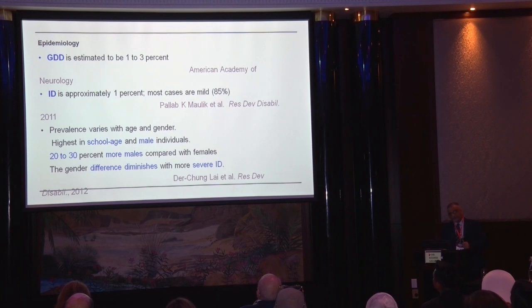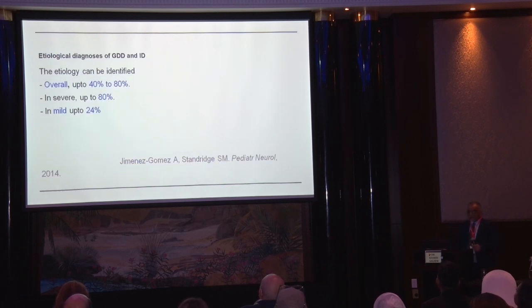Now, epidemiology, if you look at statistics, it's about 1 to 3% of the population who will have global developmental delay, and 1% plus will have intellectual disability. In terms of gender and age, in mild to moderate intellectual disability, there is a preponderance of the male gender, but as you move to the severe domain, that is different. Now, overall, etiology can be found in about 40 to 80% of the cases, and particularly so when you're dealing with severe intellectual disability.